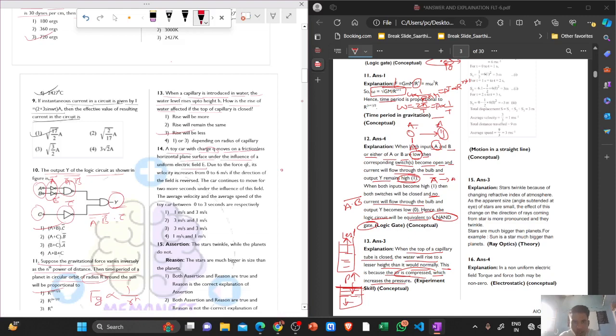Okay, let's suppose there is a charge Q and there is a field. So the force is F equals qE. Due to the force, its velocity increases. After a certain time or certain place, the direction of the field is reversed. The car continues to move for 2 seconds under the influence of this. Find the average velocity and average speed of the car between 0 to 2 seconds.